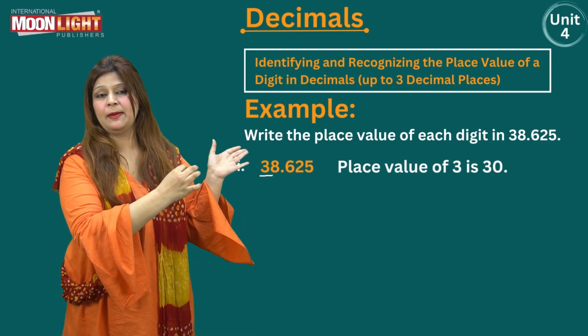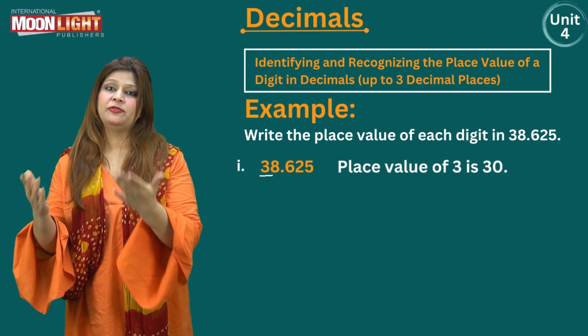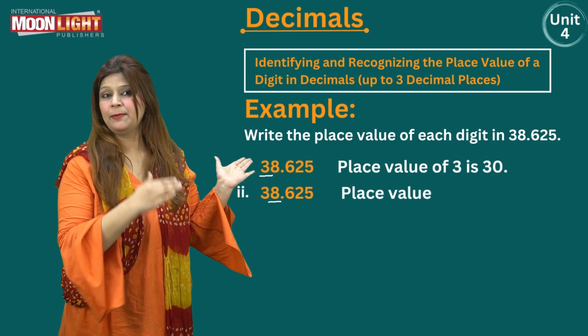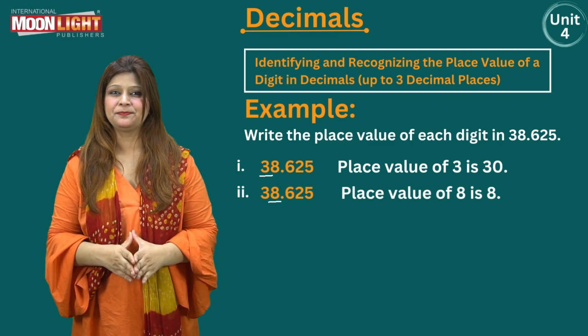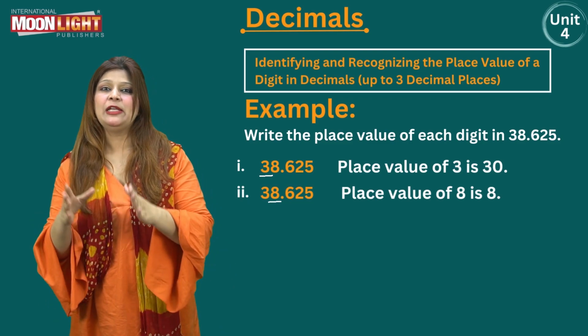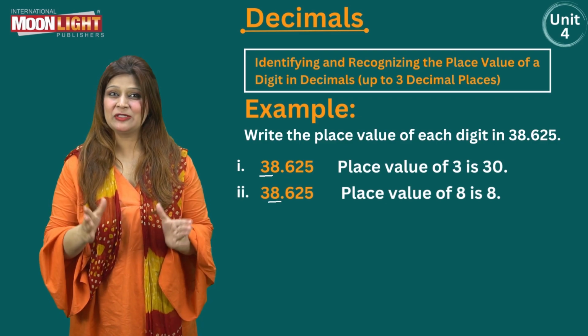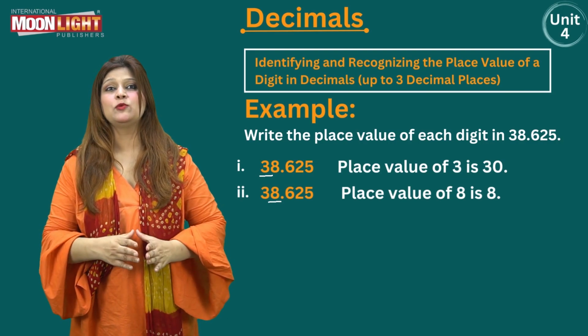I will underline the number 3 and say that the place value of 3 is 30. Second, I'm going to underline the number 8 and say that the place value of the digit 8 is 8, because its position is ones. Okay, it's lying at the ones place.